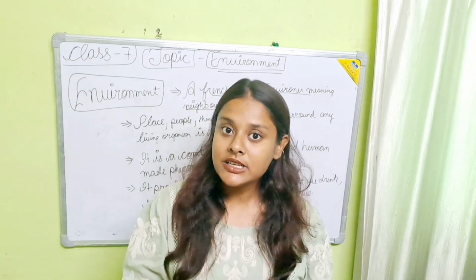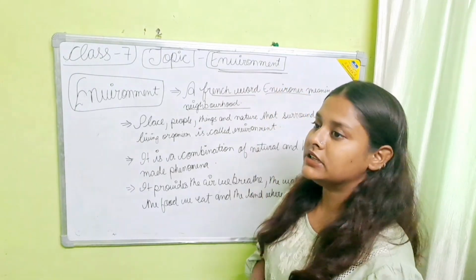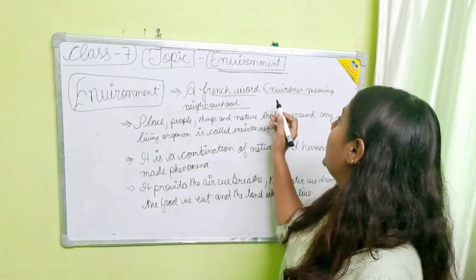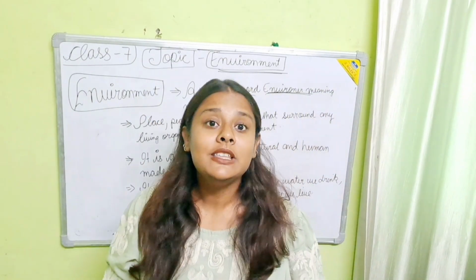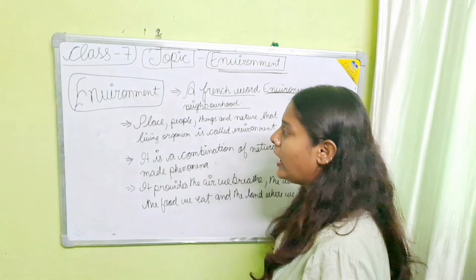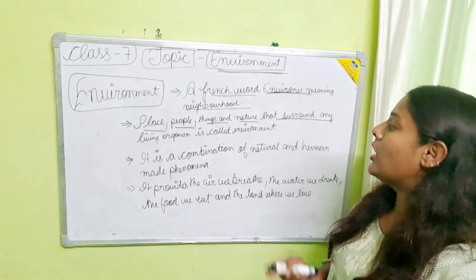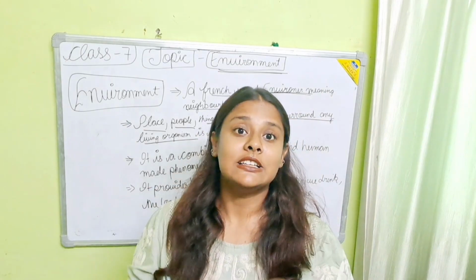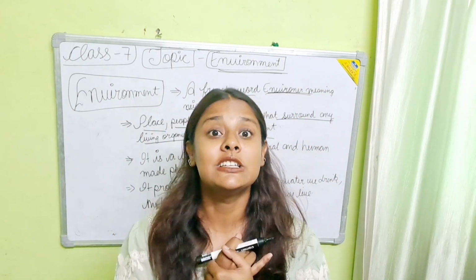So students, in today's class, we are going to start with class 7, chapter 1, Geography, named Environment. When we talk about environment, it is a French word derived from environner, which means neighborhood. Environment literally means neighborhood. It refers to any place, people, thing, or nature that surrounds any living organism. Anything that surrounds the living organism is termed as environment.